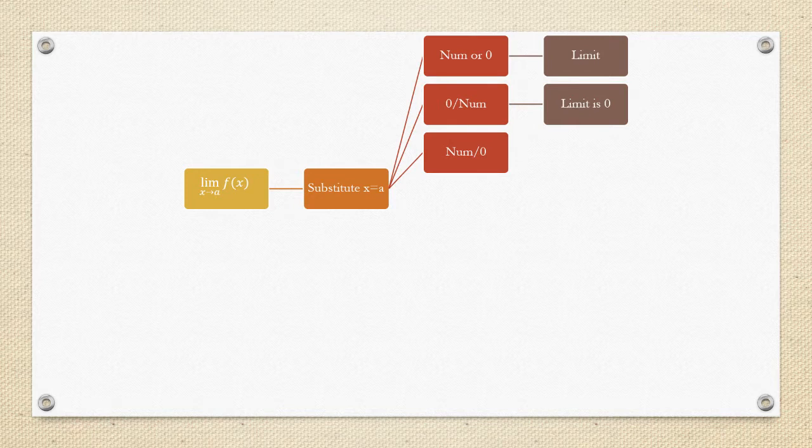It's possible that you will get a number divided by 0. We know we can't divide by 0, and in that case, the limit is some kind of infinity, either positive or negative infinity.